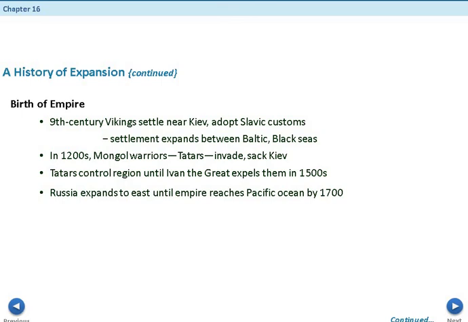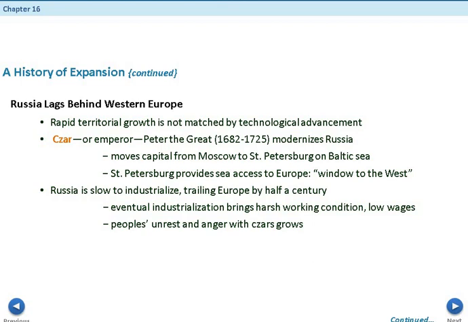Now, Russia is going to lag behind Western Europe. Rapid territorial growth is not matched by technological advancements, and it's going to be very hard. They get a large amount of area, but they stay away from technological improvements. The ruler, or emperor, is called the Tsar. And the Tsar, Peter the Great, is going to modernize Russia.